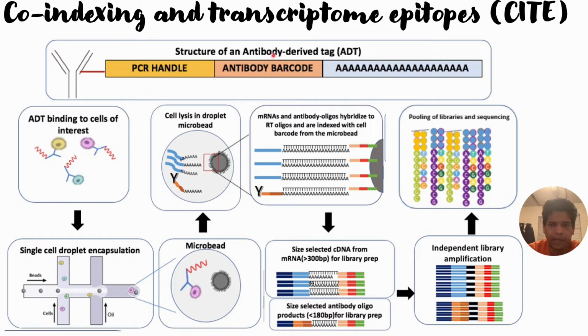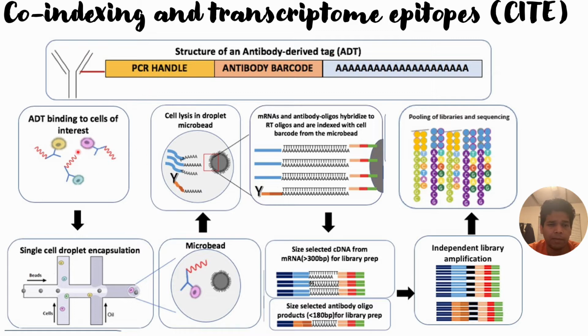It has this antibody derived tag. What are the components of this antibody derived tag? It has an antibody that is specific to the cell surface protein, or we can say it is against the cell surface protein marker of the cells of our interest. This antibody can attach to the cell surface protein, and thereafter we have this PCR handle and the antibody barcode, which is specific to the antibodies, and then this poly A tail to stabilize the structure of the antibody derived tag.